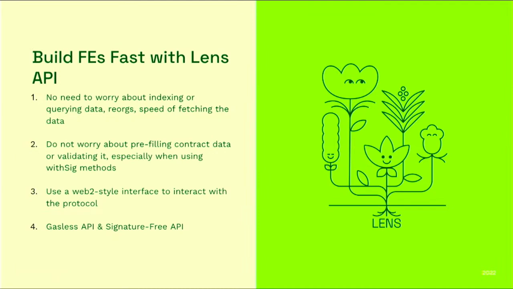Additionally, we have a gasless API that allows applications to pay for gas on behalf of their users. And in addition, today we turned on a signature-free API that allows users who opt in to allow apps to sign on their behalf, allowing for one-click access and incredibly smooth experiences. Definitely recommend you try them out on some of the Lens apps out today.